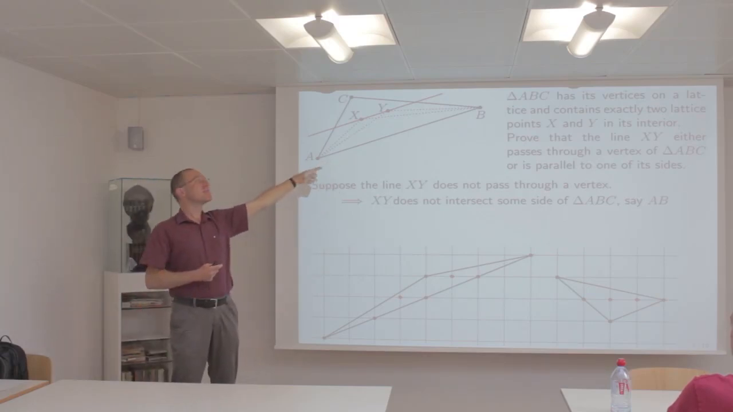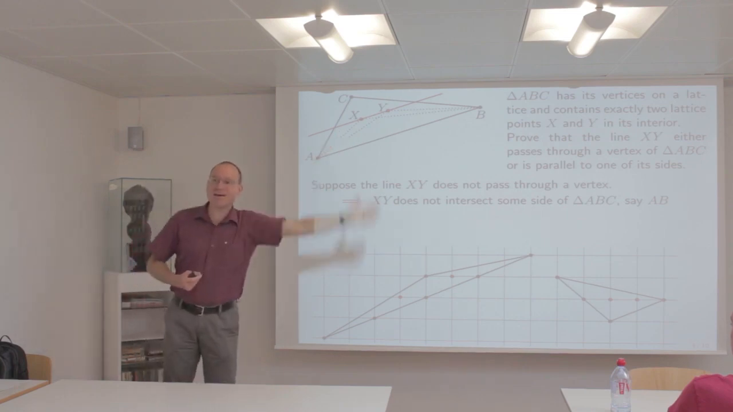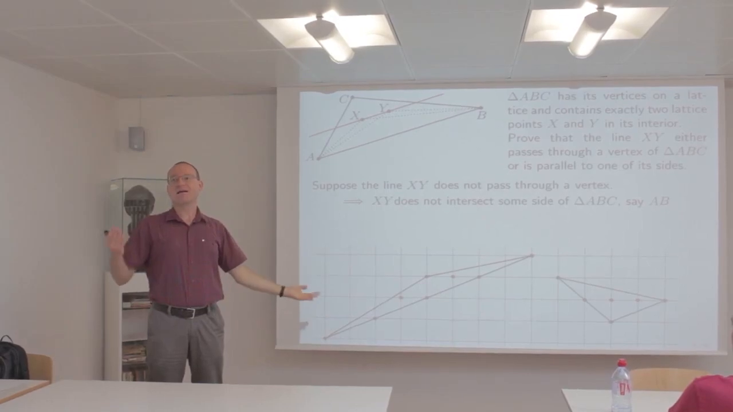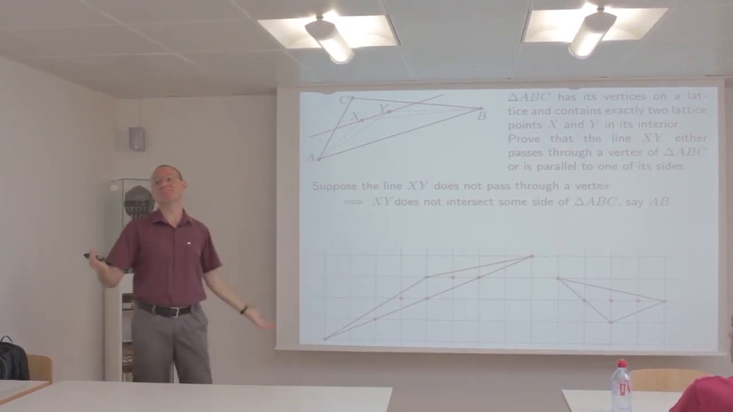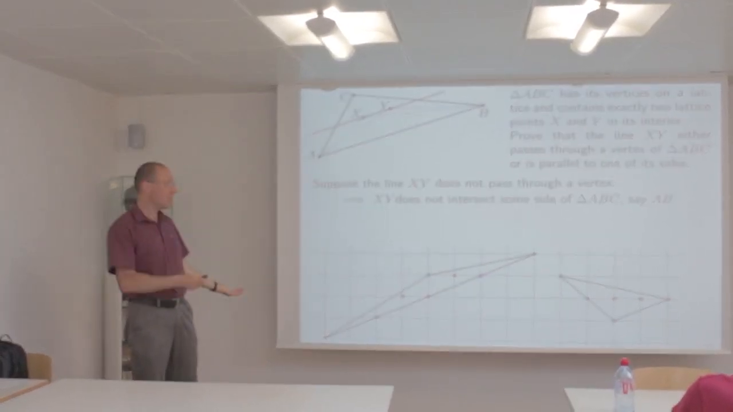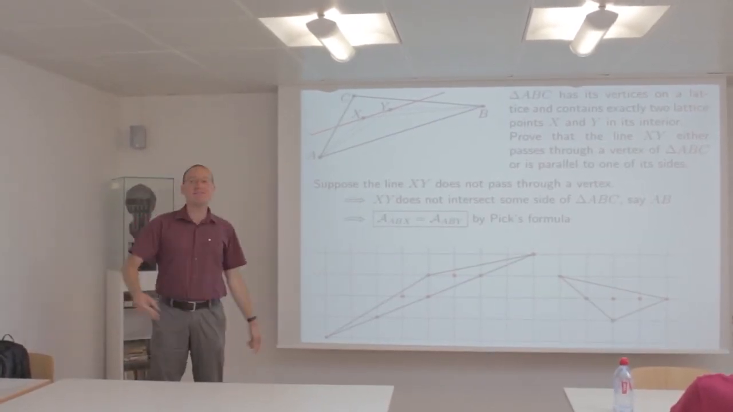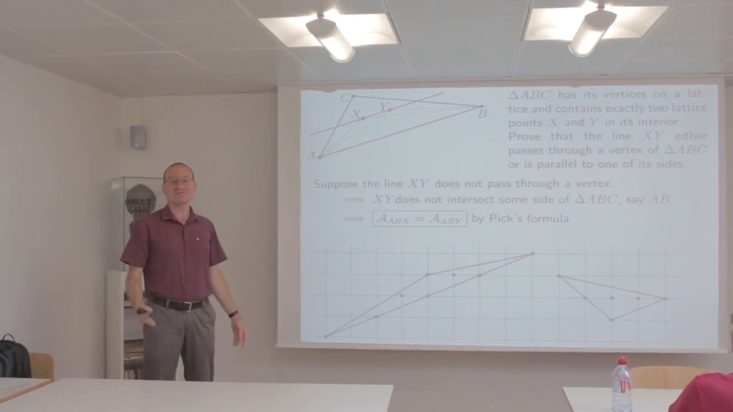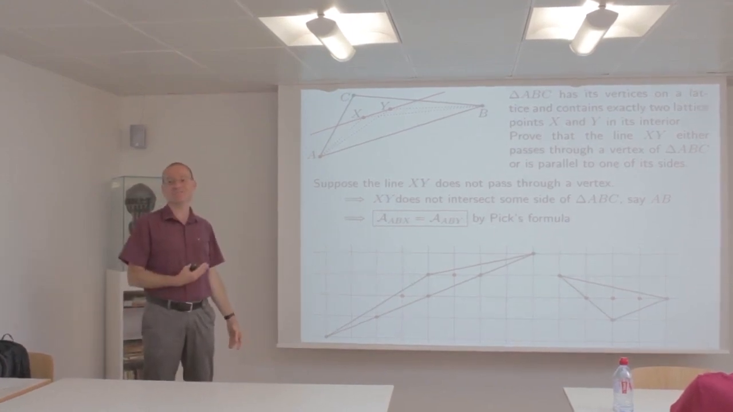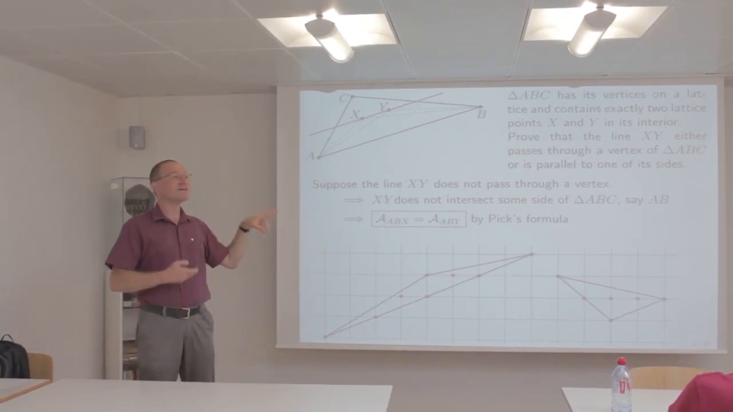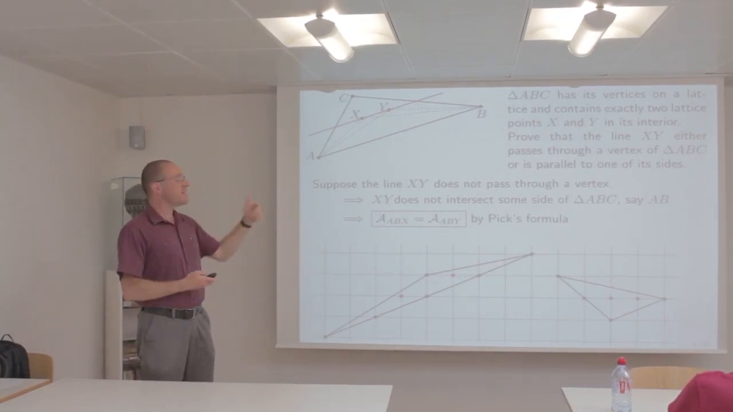side AB. But the count is the same for triangle ABY, yes? And then because both have the same base AB, the height is the same. So by Pick's formula, ABX and ABY have the same area because they have the same count for boundary and interior points. And now you combine this observation with the conventional formula for the area of a triangle.